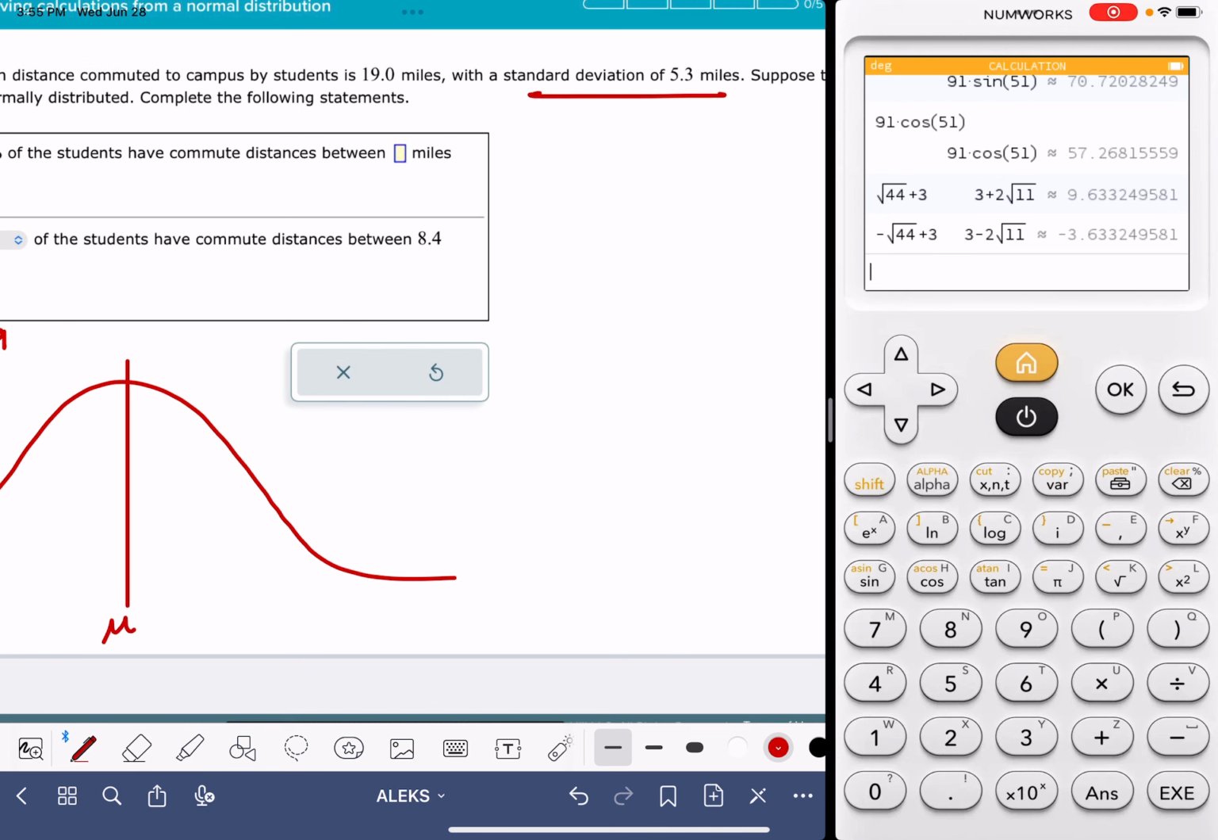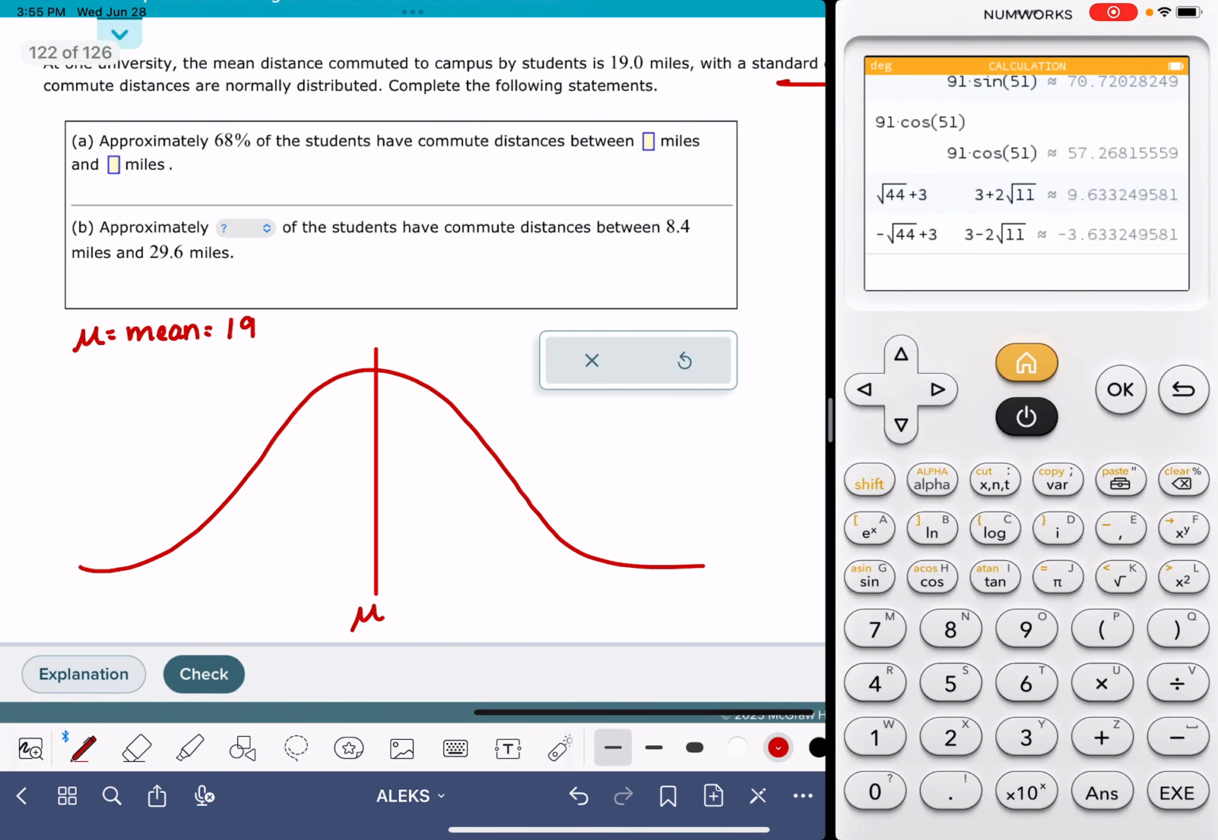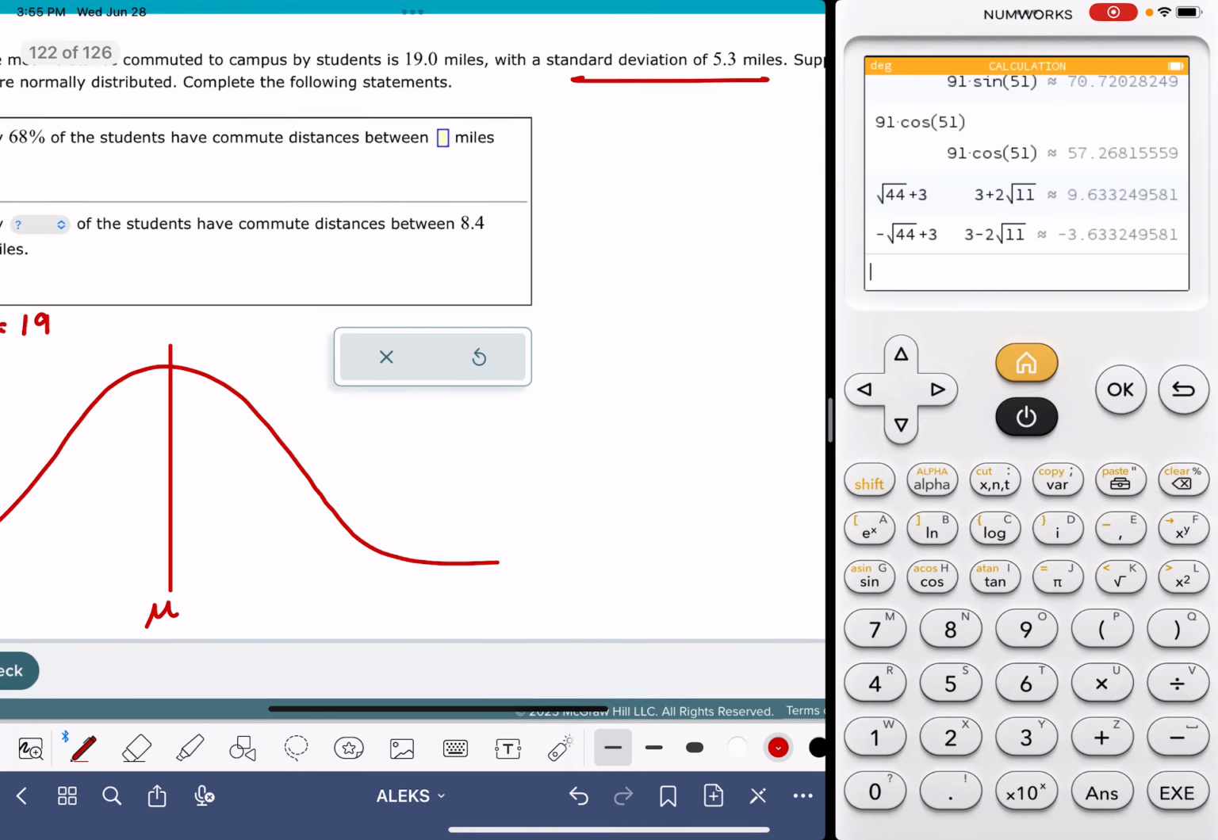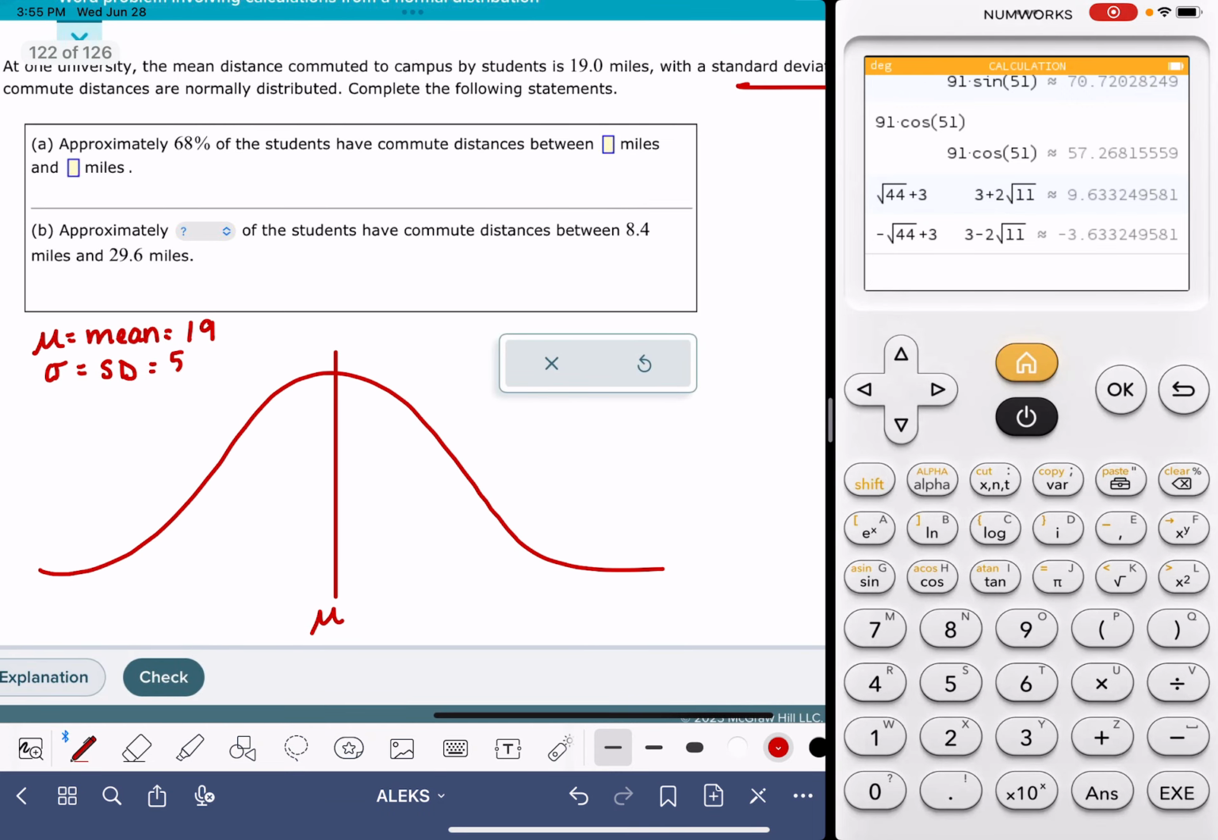So I have also my data. It says that the standard deviation of my data is 5.3 miles. The symbol that we typically use for standard deviation is the Greek letter sigma. I'm just going to abbreviate that SD for standard deviation. And my standard deviation is 5.3 miles.